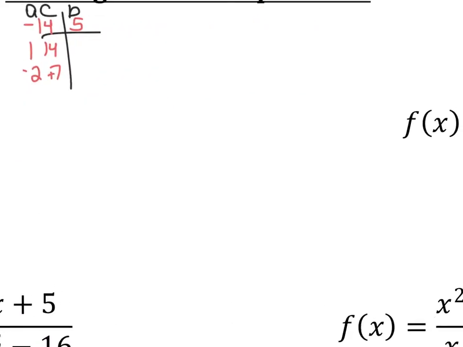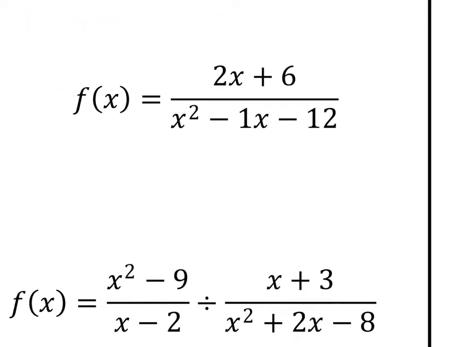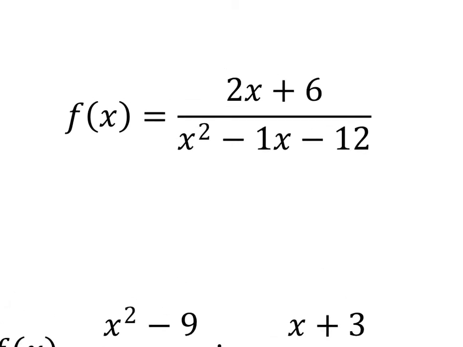Question number 2, we're going to simplify again. The numerator, we look at that and we see that it has a GCF of 2. So I'm going to factor out a 2. What's left when I factor out a 2? x plus 3.